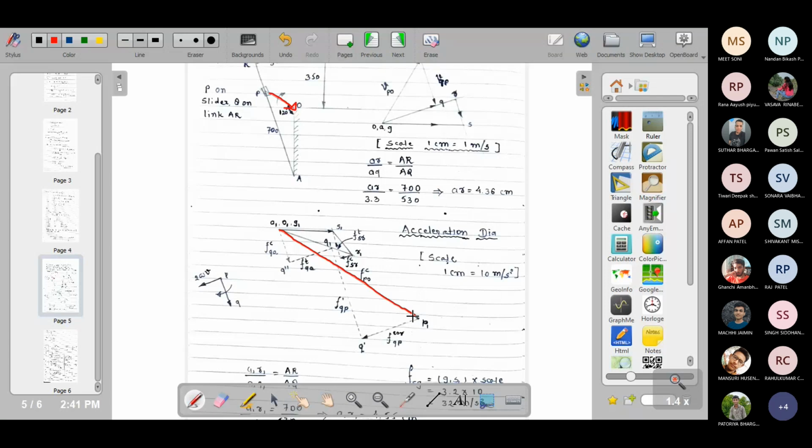Any confusion in the first vector? Students can ask if there is any confusion. The first vector is going downward. This is the acceleration of point P1 with respect to O1. It consists of two components, a tangential component and a radial component, but the tangential component is not there. Only the centripetal or radial component is present. I hope it is clear. Yes or no? Yes sir.